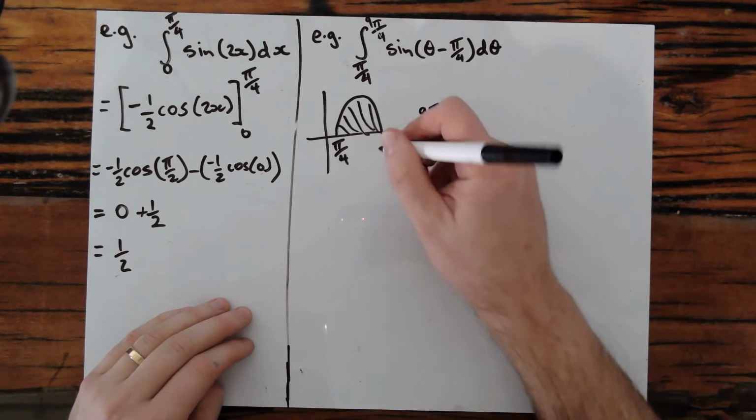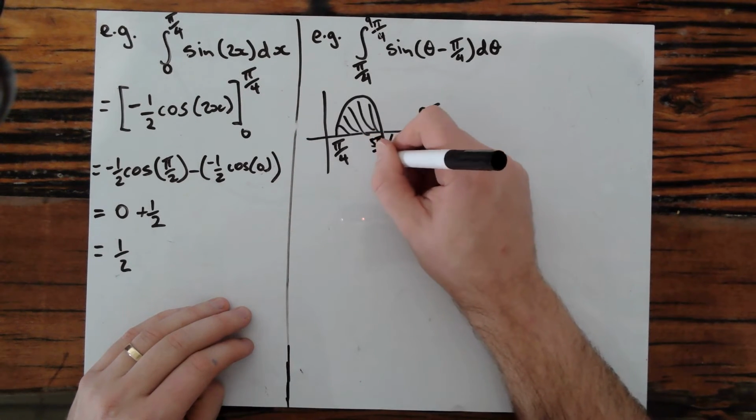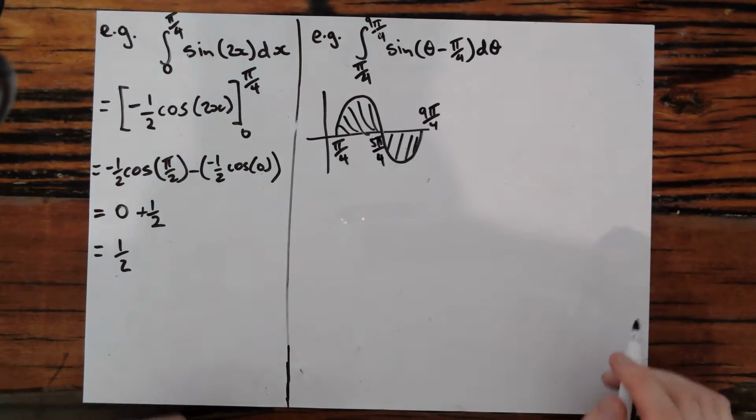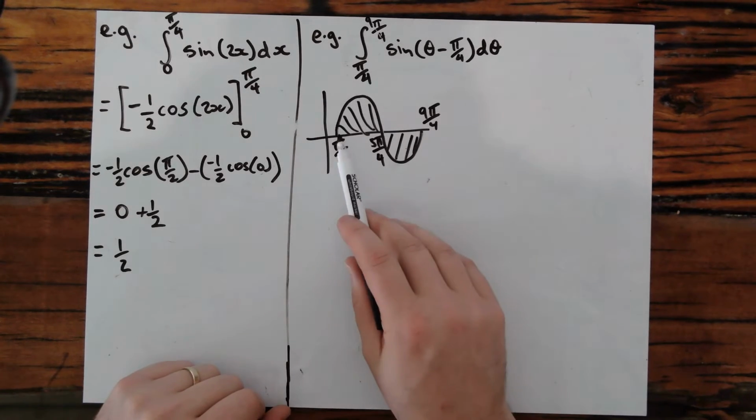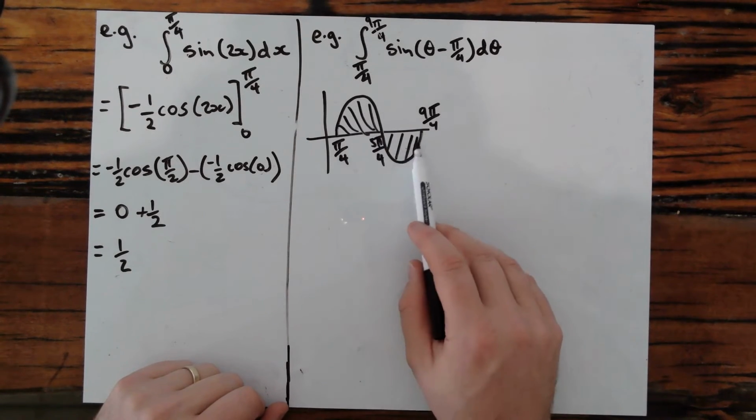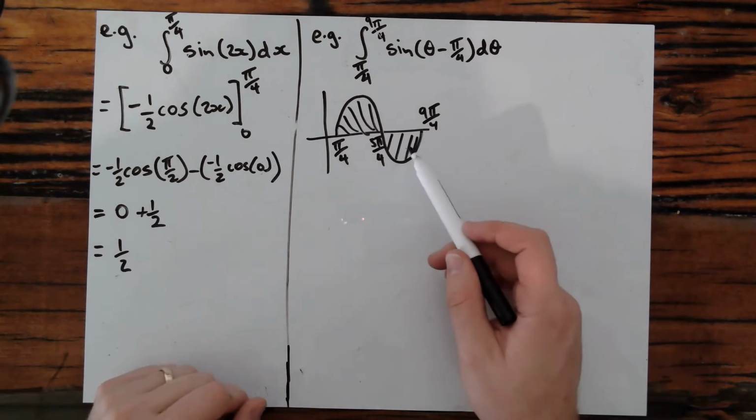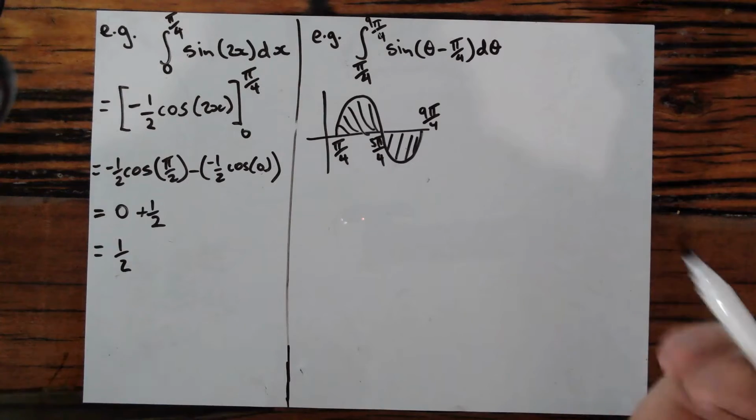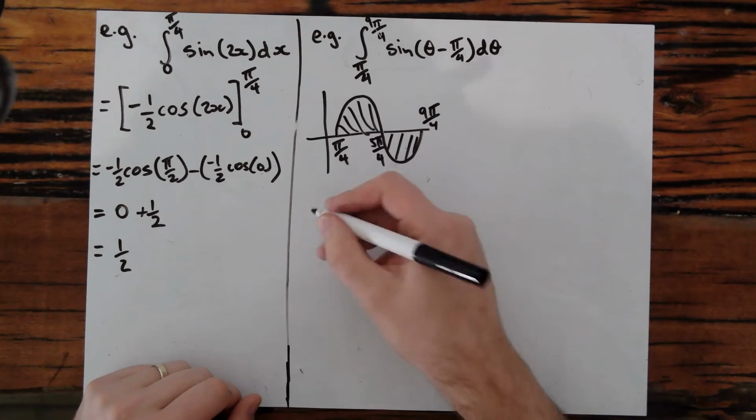So what we need to do is be a little bit careful and realise that this needs to be split between pi on 4 and 5 pi on 4, and 5 pi on 4 and 9 pi on 4. Now, we could find the area of both of these, making this one positive by taking the area away, and then bringing it all together. But these two areas are the same size, so we don't actually have to.